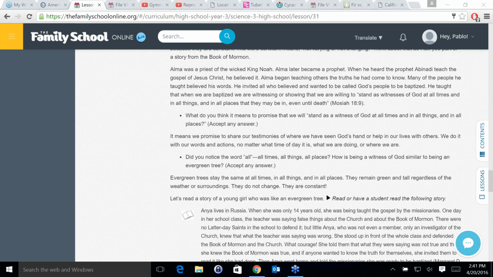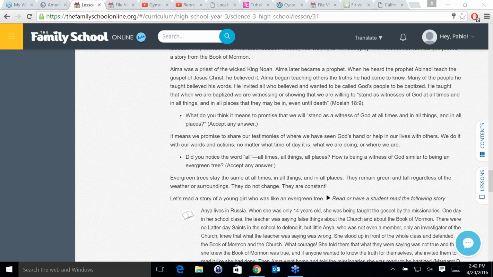So what I think it means to keep the promise of standing as a witness of God at all times and in all things and in all places is to believe what you say and say what you mean and mean what you say. One example, I know some people might get offended: some used car salesmen, they're always like, yeah, this is a great model. But nope, it breaks down the next week. So I feel it's important to say what you mean and mean what you say, and stay true to the things that you do.